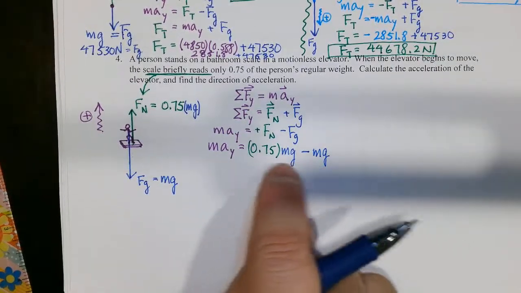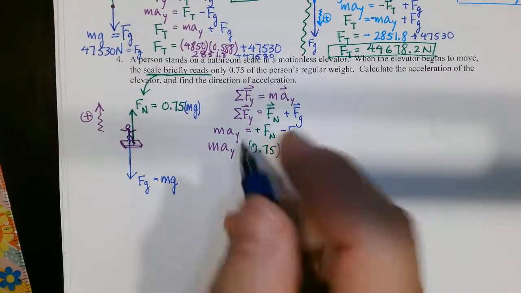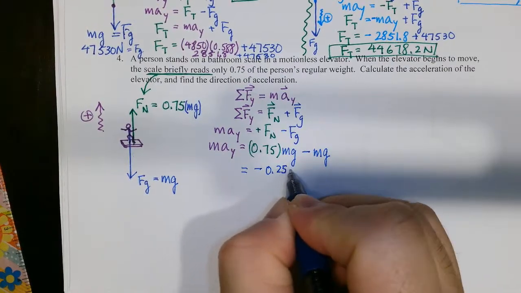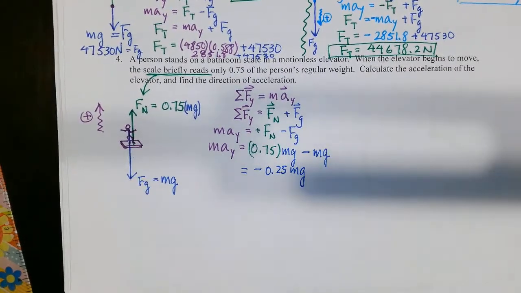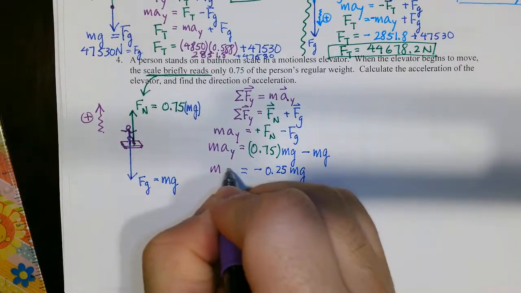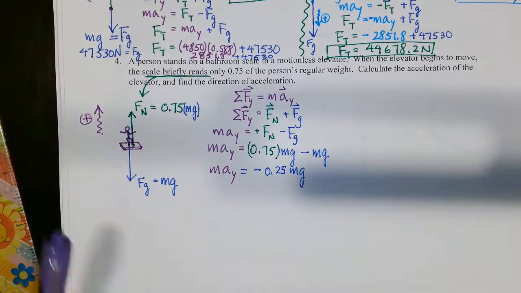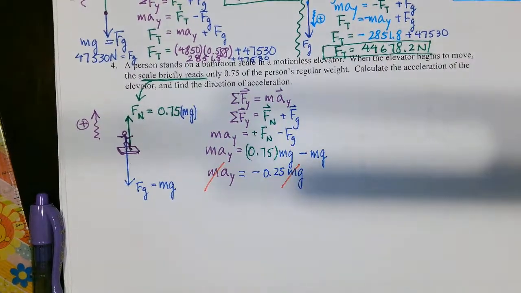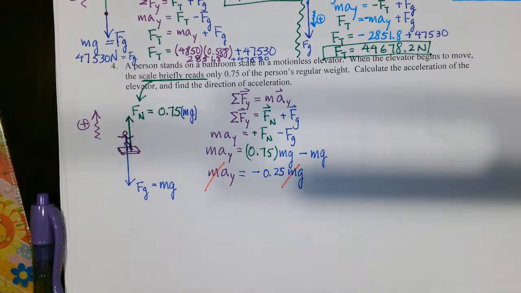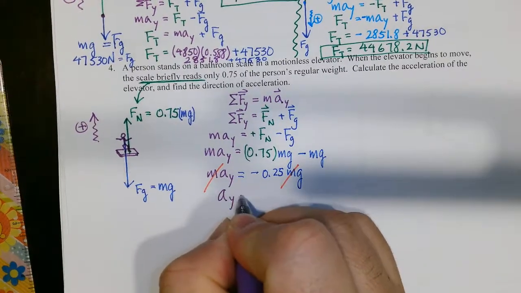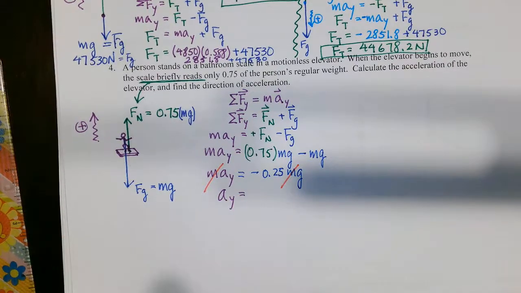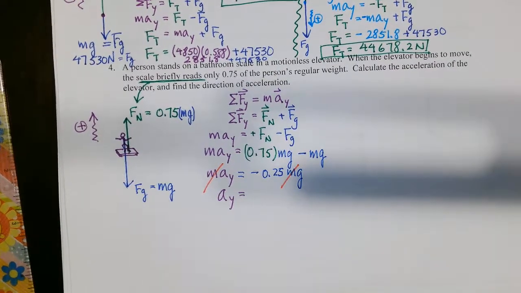Well, here, if I add these two together, this looks like negative 0.25 mg. And that is equal to my MAY. Ooh, look what happens to my mass. It cancels out. So my acceleration in the y direction happens to be negative. So this elevator is going down or accelerating downwards.